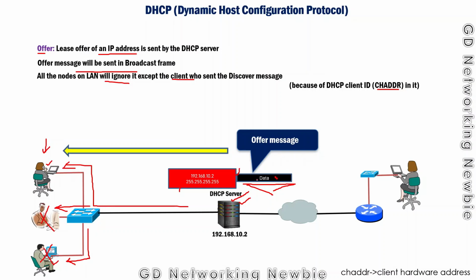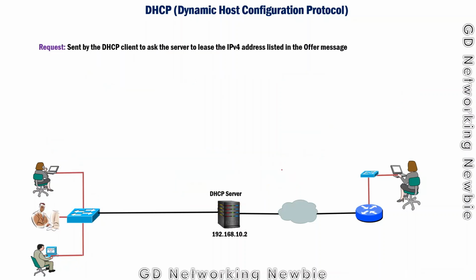So when it receives back the offer message, other nodes will not process it. Only the intended or required client will process it. That's because of this client hardware address, which is in the payload part. Okay, so now when this client has received an offer message, it has to send a request message back to the server.